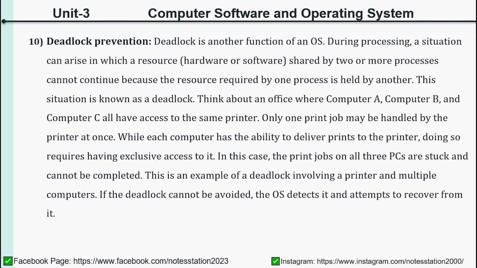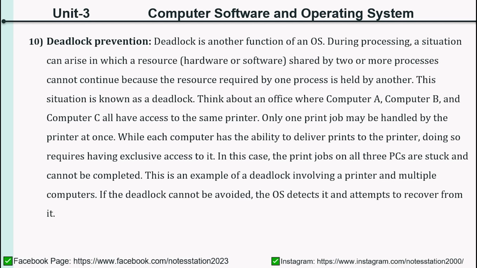Deadlock prevention. Deadlock is another function of an OS. During processing, a situation can arise in which a resource, hardware or software, shared by two or more processes cannot continue because the resource required by one process is held by another. This situation is known as a deadlock. Think about an office where computer A, computer B, and computer C all have access to the same printer. Only one print job may be handled by the printer at once.